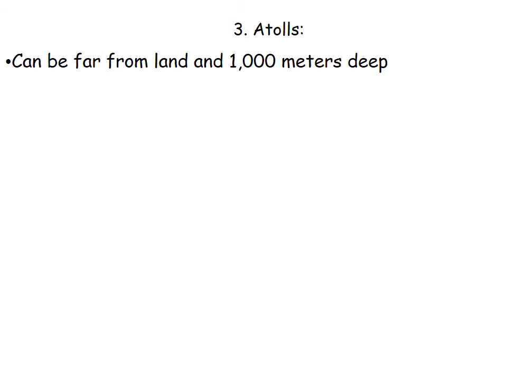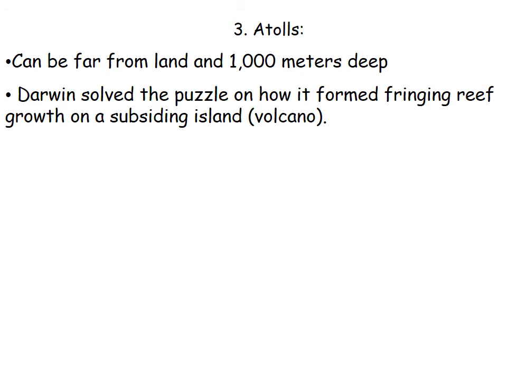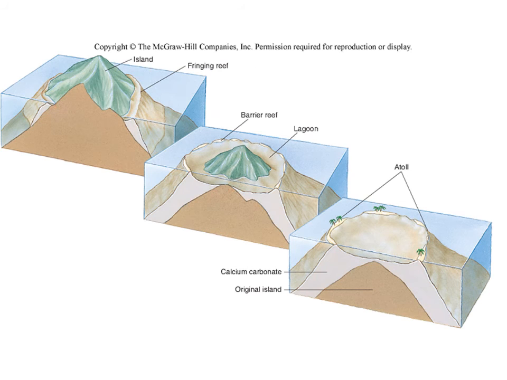Alright. Now they can be far from land, and they can be 1,000 meters deep. That is very, very deep. Now Darwin solved the puzzle on how a ring reef formed: a fringing reef formed on a subsiding volcano. What happened was he was watching what happened, and he saw that as the volcano sunk, what happened with the reef. Okay, so this is a picture here. This is a very typical way. On the top left there, that is your fringing reef, volcanic island.